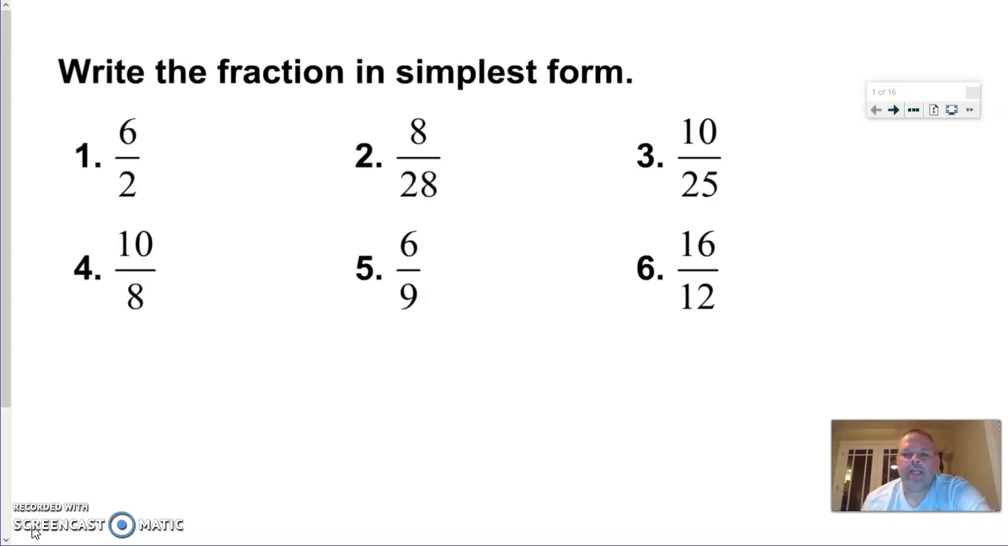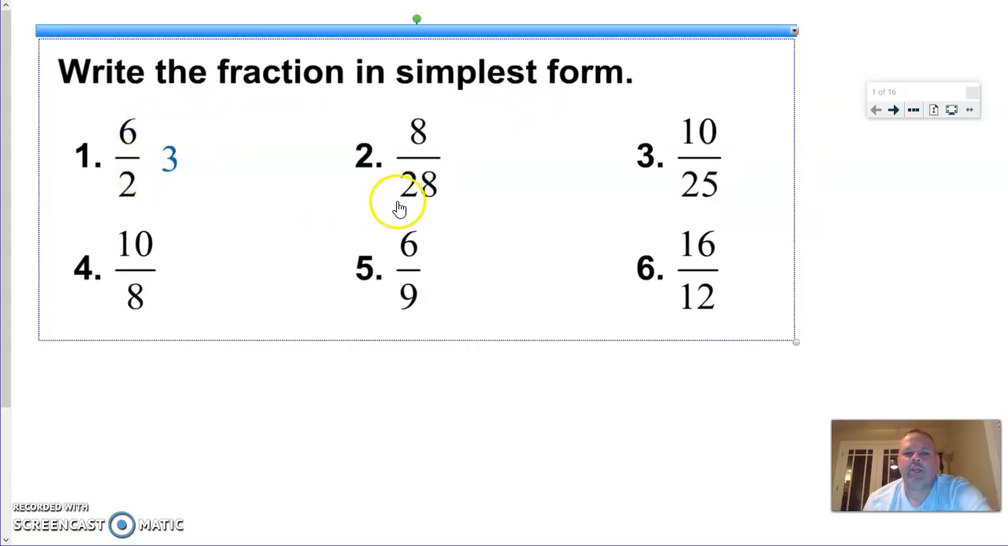Today, this lesson is lesson 13.2, which is on slope. One of the things that we're going to have to do is write slope as a fraction. So these should be able to be simplified into simplest form. So 6 divided by 2 will give us 3. 8/28 will simplify to 2/7 because we can divide by 4 on both of these.